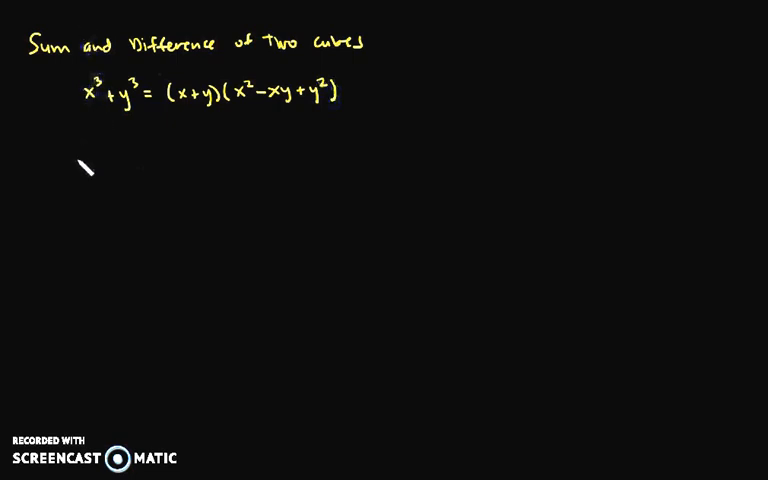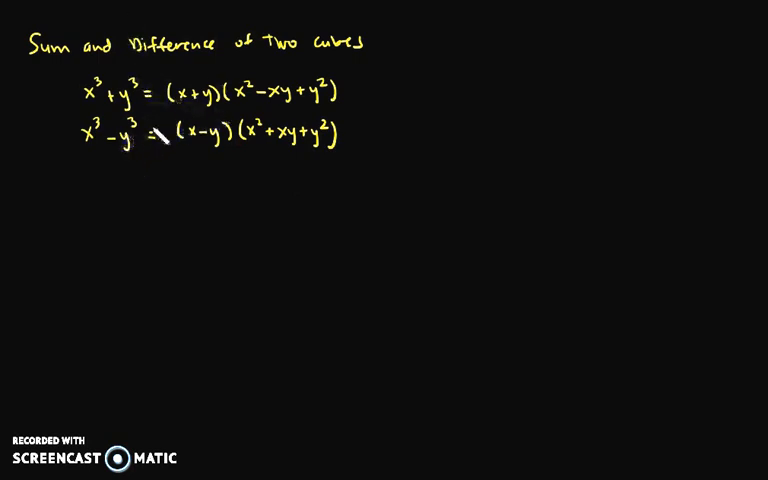If we're going to factor the difference of two cubes, then we'll have x cubed minus y cubed, that is simply equal to x minus y multiplied by x squared plus the product xy plus y squared.